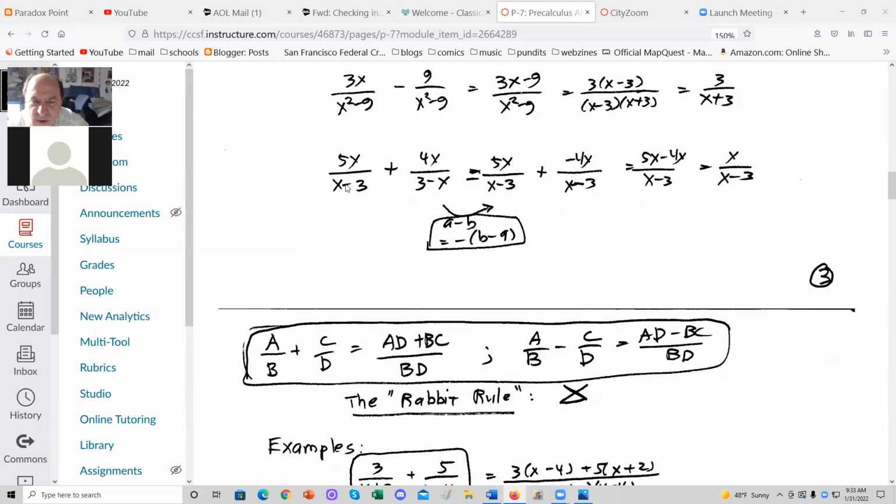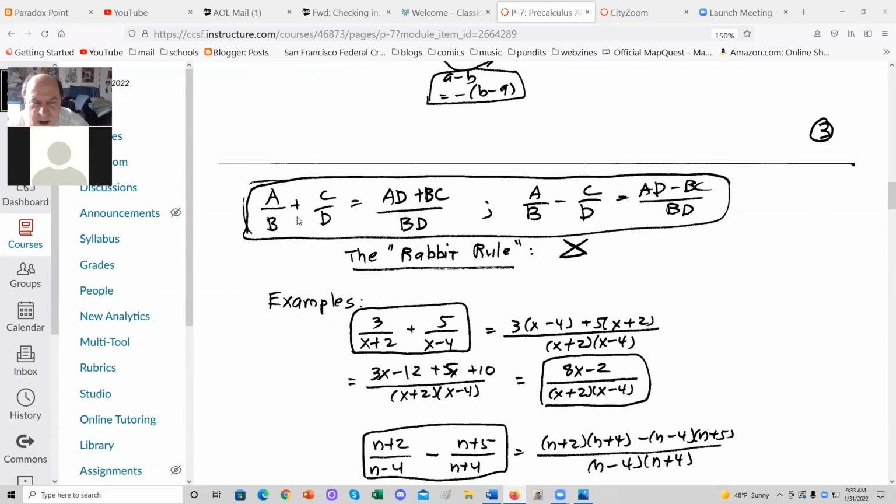Here we have 5 over x minus 3 plus 4 over 3 minus x. What's that? Well, x minus 3 and 3 minus x are opposites of each other. So we can rewrite this fraction as minus 4 over x minus 3, that plus 5 over x minus 3. Now I have a common denominator. We add the numerators, 5 plus negative 4, and the end result is 1 over x minus 3.